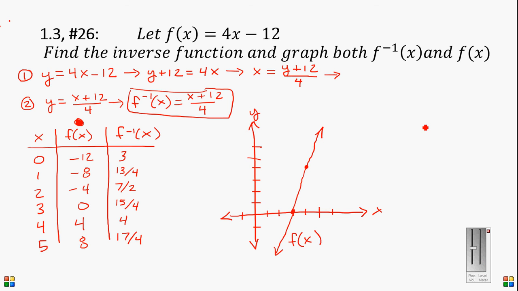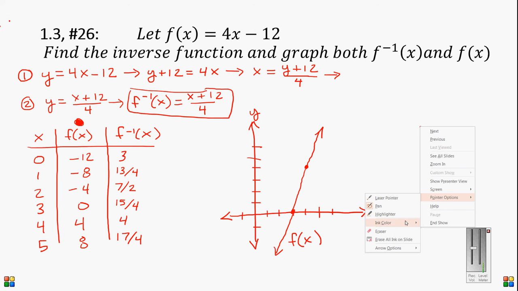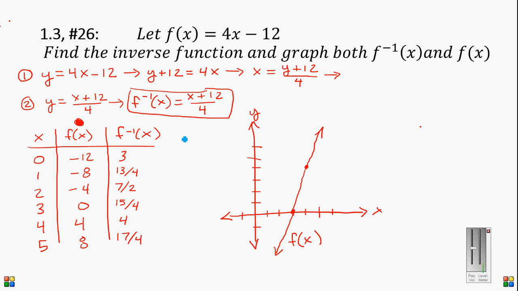Okay, then I'm going to see if I can get a different color here. So pointer options, ink color, I'll go over to something different. I'll grab this blue here, something kind of bright. And I'm going to make this area my blue dots here. One thing you'll notice right off the bat is there is an intersection. There it is. There is an intersection at 4, 4.